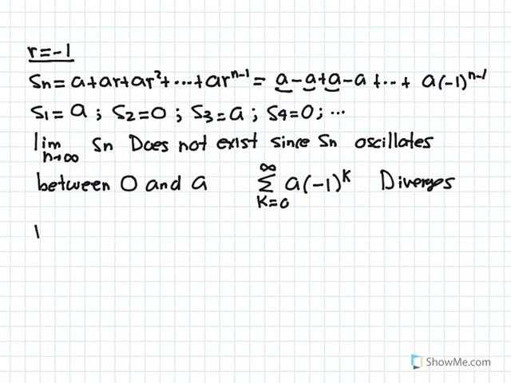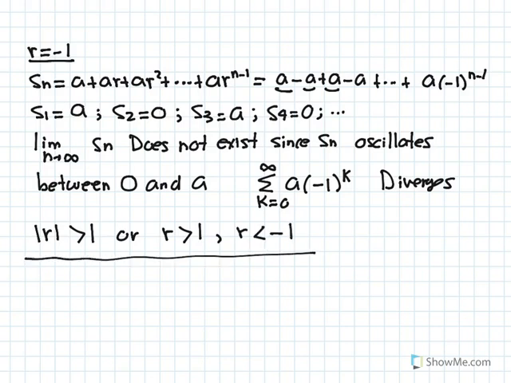Let's look at the case where the absolute value of r is larger than 1, which means, of course, the common ratio is larger than 1, for example, the common ratio is 4/3, that's bigger than 1, or the common ratio is less than -1. For example, r is equal to -4/3, because the absolute value of -4/3 is equal to 4/3, which is bigger than 1.